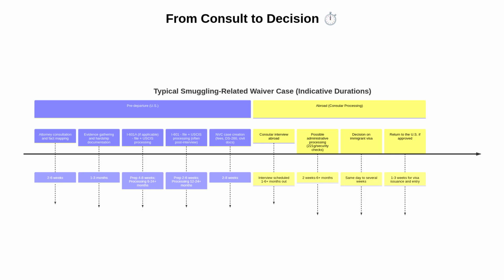After waivers, the case proceeds to National Visa Center case creation and document collection. Then comes the consular interview abroad. Some cases go into administrative processing, which can add weeks or months. Finally, if approved, the applicant receives a visa, returns to the United States, and is admitted as a permanent resident. Each phase has variable timing, depending on the facts and agency backlogs.